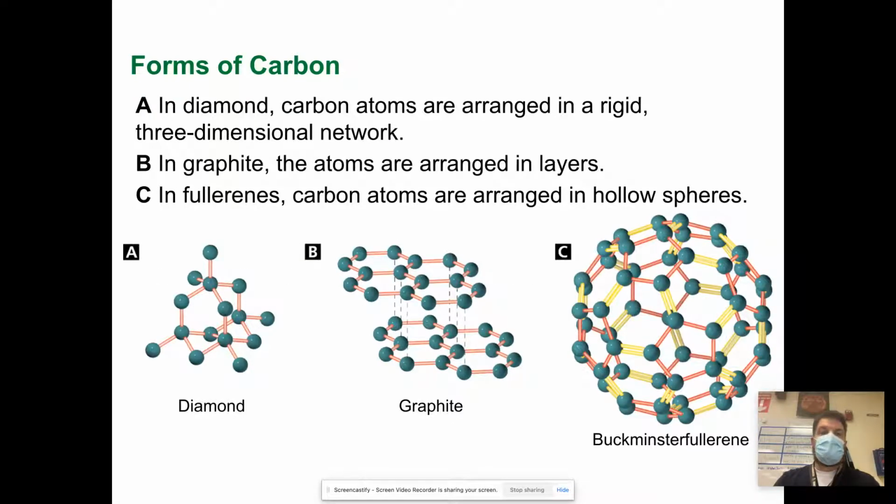So in a diamond, carbon atoms are arranged in a rigid 3-dimensional network. So this is what a diamond looks like. Graphite is not so much 3-dimensional, but rather 2-dimensional. So you have one layer here and another layer here. Now, the fullerenes are kind of like this, okay? They're hollow spheres that are kind of connected together.